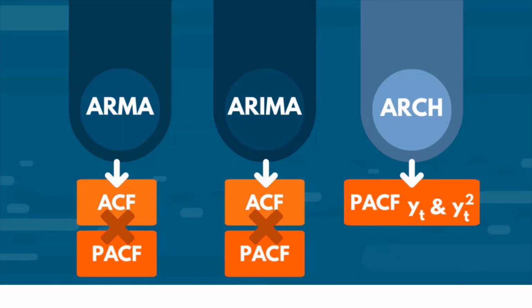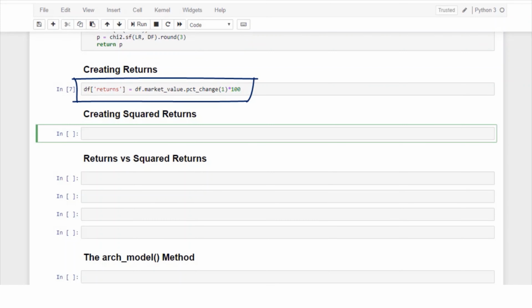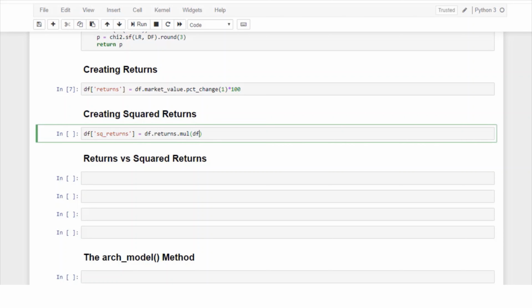Of course, in our case, these would be rt and rt squared, since we want to measure the volatility of returns. We'll refer to this additional time series as squared returns. We've already computed and stored the returns in a column of the data set. Now let's do the same for their squared counterparts. The simplest way to do this would be to apply the mul method and multiply each element of the return series by itself.